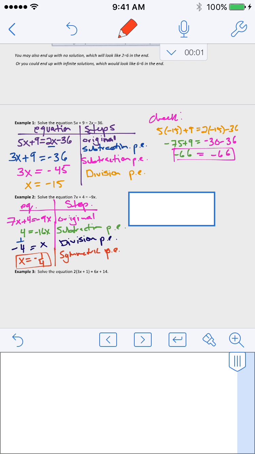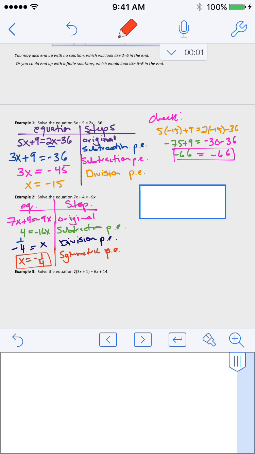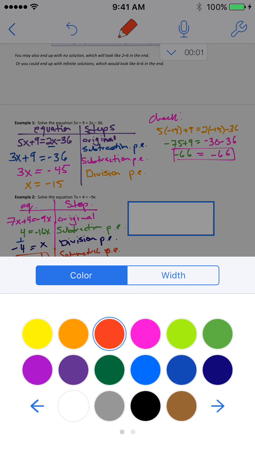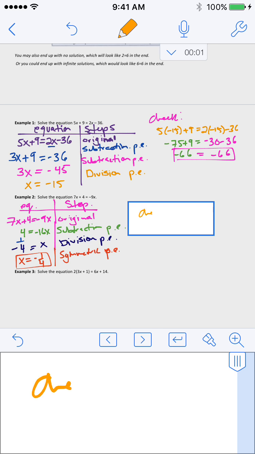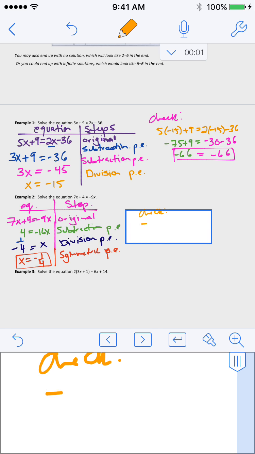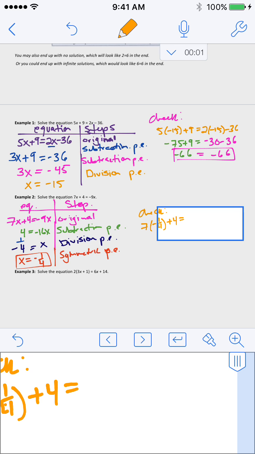All right. So instead, let's check 1/4. Let's make sure 1/4 works, right? So let's check that one. We'll do check: 7 times negative 1/4 plus 4 is equal to negative 9. That's the question we're going with, times negative 1/4.